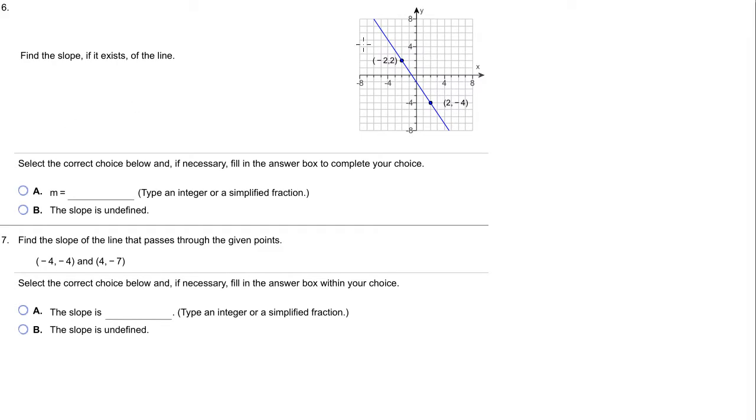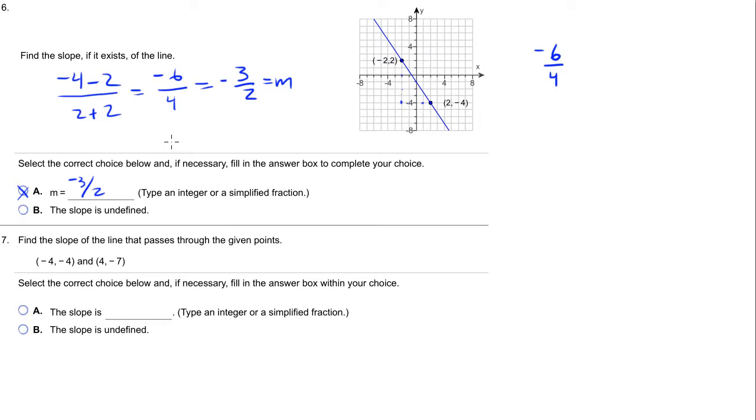6. Find the slope if it exists. Well, we can go ahead and we can take negative 4 minus 2, negative 6, divide that by 2 minus a negative 2, and get 4. So negative 3 over 2 is our slope. Or we can count our way. 1, 2, 3, 4, 5, 6. That was down 6. And then over 1, 2, 3, 4, over 4, right, 4. That gets us the same slope.